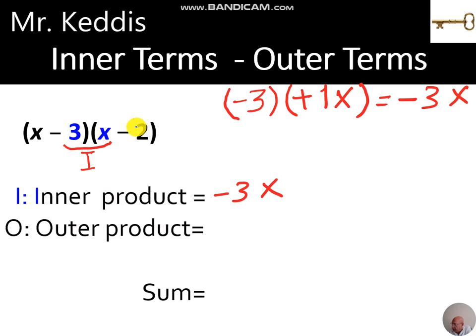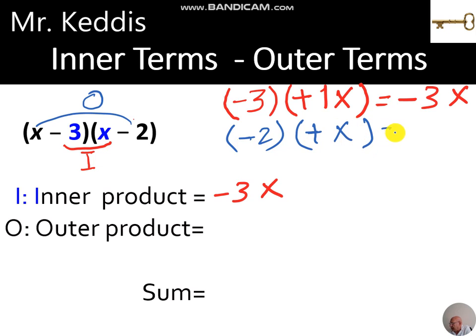This is the outer term. You need to find the product of the outer term. Negative 2 times positive 1x, or positive x, the same thing. Negative 2 times positive, I get negative. And 2 times 1, I can write 1 here. It's okay. Negative 2 times positive 1, negative times positive is negative. 2 times 1 is 2x. Here I get negative 2x.